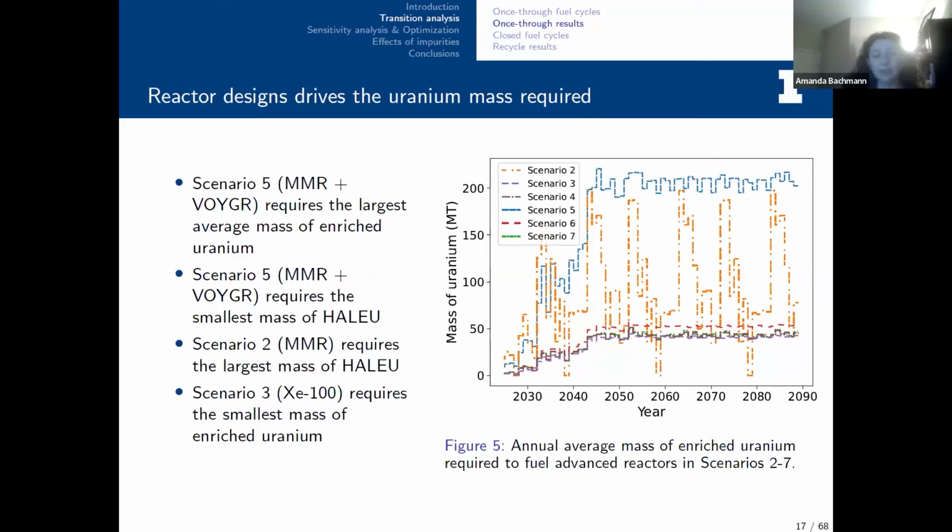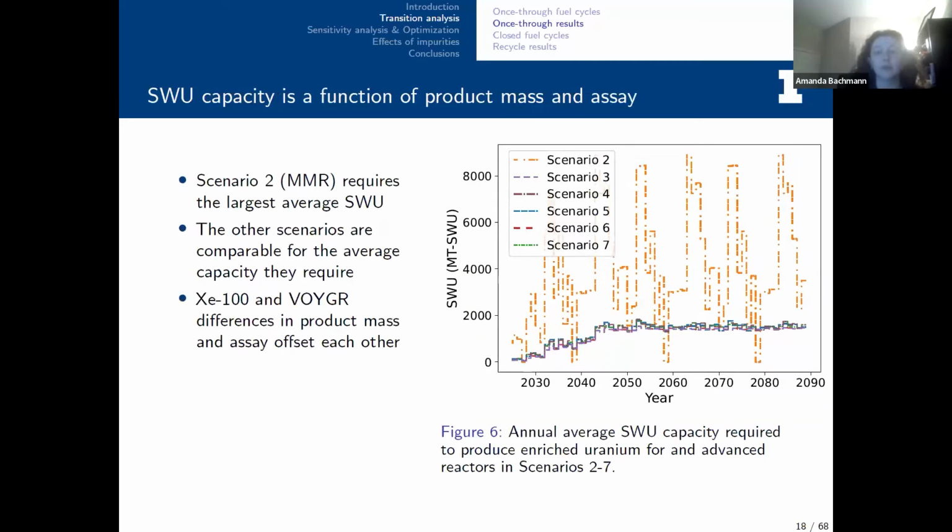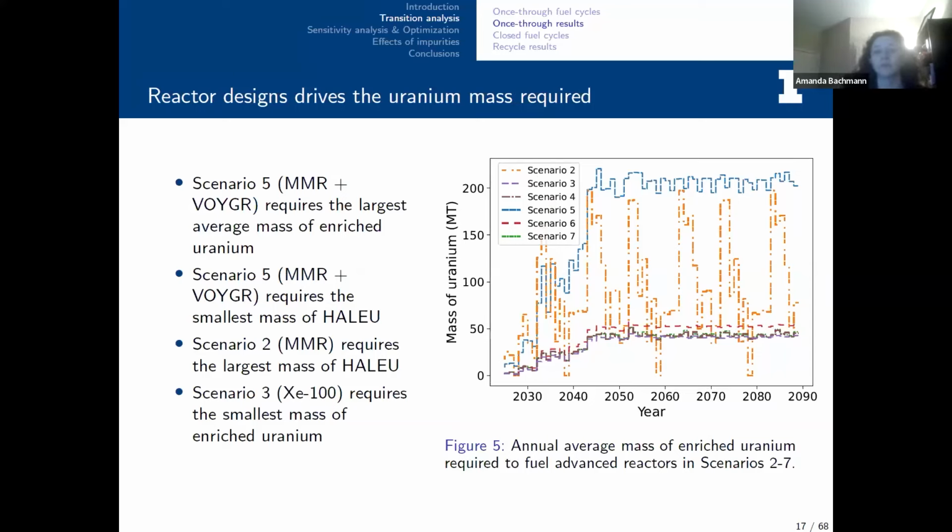We also see scenario 2 requires the largest mass of HALEU, so just deploying the MMR. It's going to have the smallest power output. You need a lot of reactors, and so that kind of builds on itself in order to need a lot of HALEU. And then in scenario 3, which is deploying just the XC100, you need the smallest mass of enriched uranium. So yes, it's all HALEU, but overall for what you need, it's going to be less than the other scenarios. And this is, like I said, mostly a factor of the reactor designs, and largely just a factor of the burnup specifically. The Voyager has a lower burnup than the MMR or the XC100, and so that drives a relative increase in the amount of enriched fuel that you need for that reactor compared with the other 2 designs.